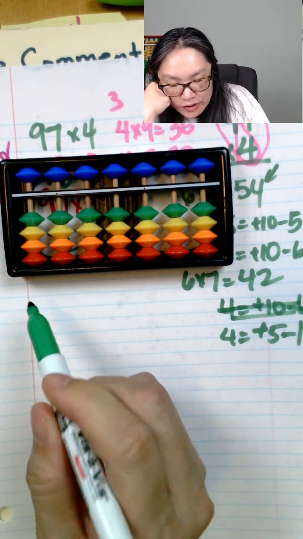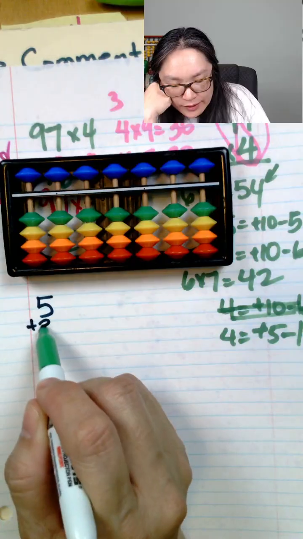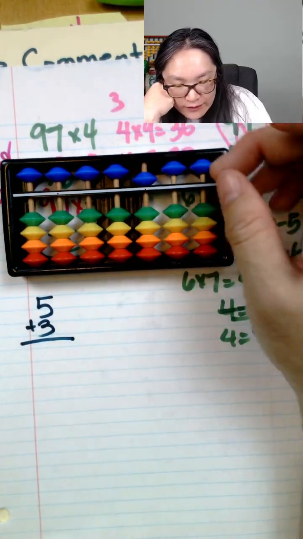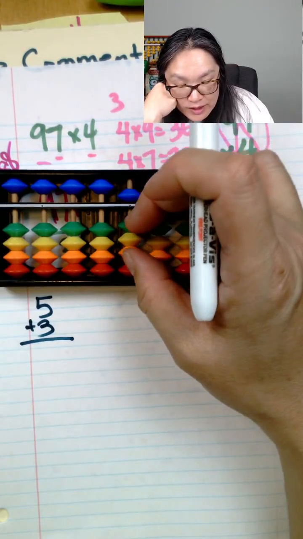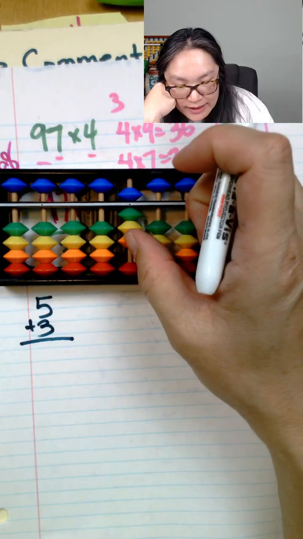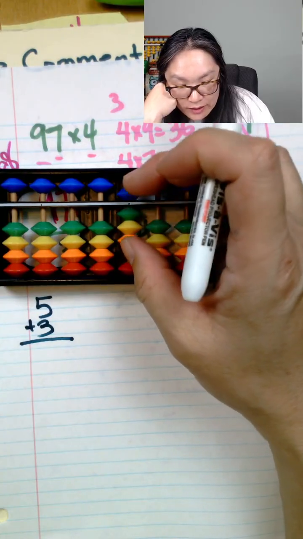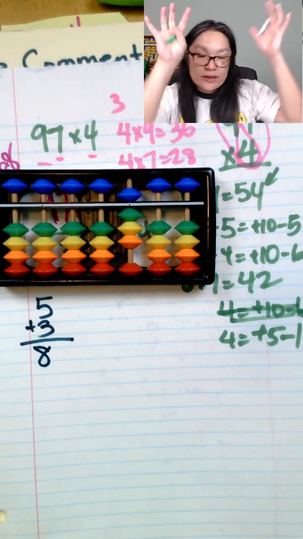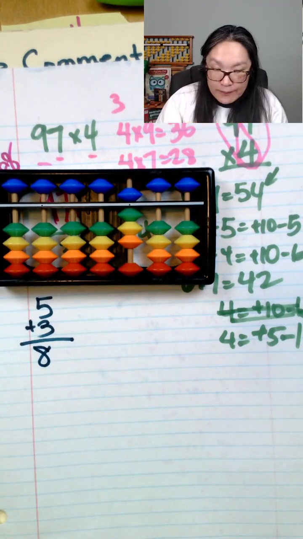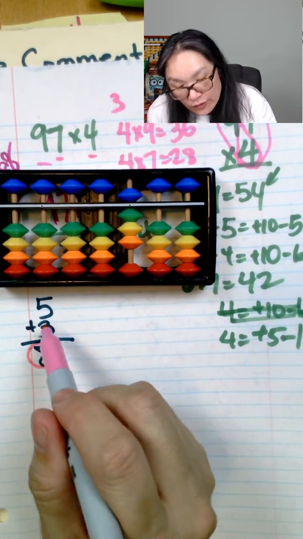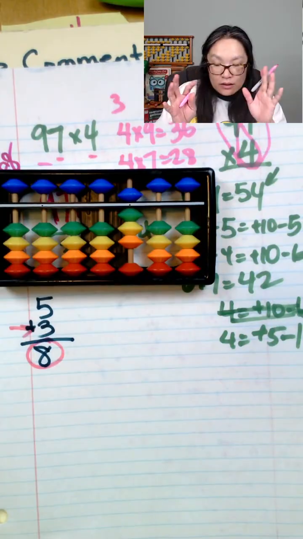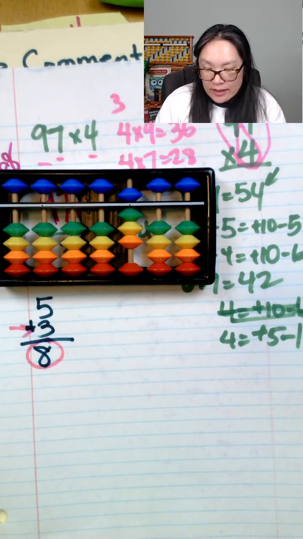So one of the questions was 5 plus 3. We know what 5 is. We add the 5 and then we plus the 3. Notice, do I have enough beads to plus the 3? Yes, I do. So our answer is 8. Woo! But on the abacus, we don't focus on the 8. What we do focus on is this 3. That's something we have to keep in mind.